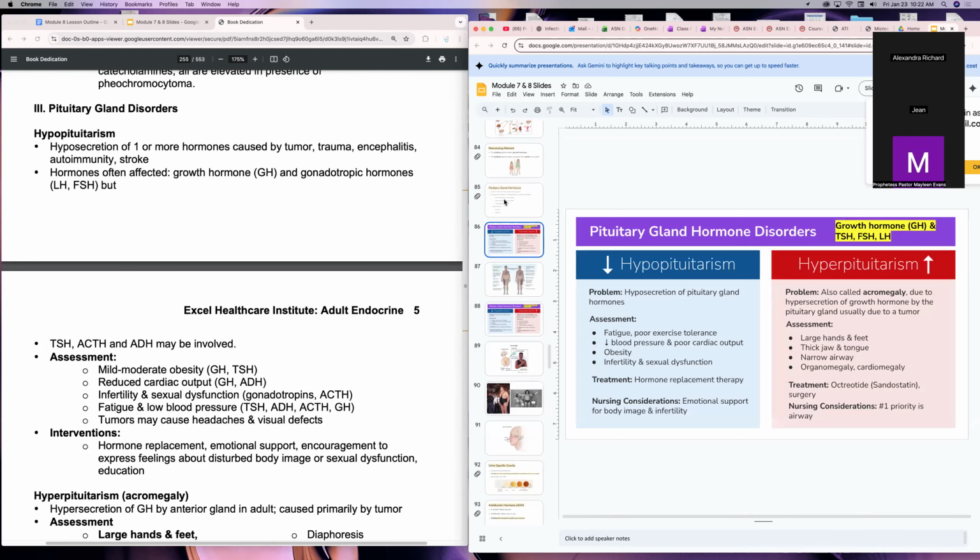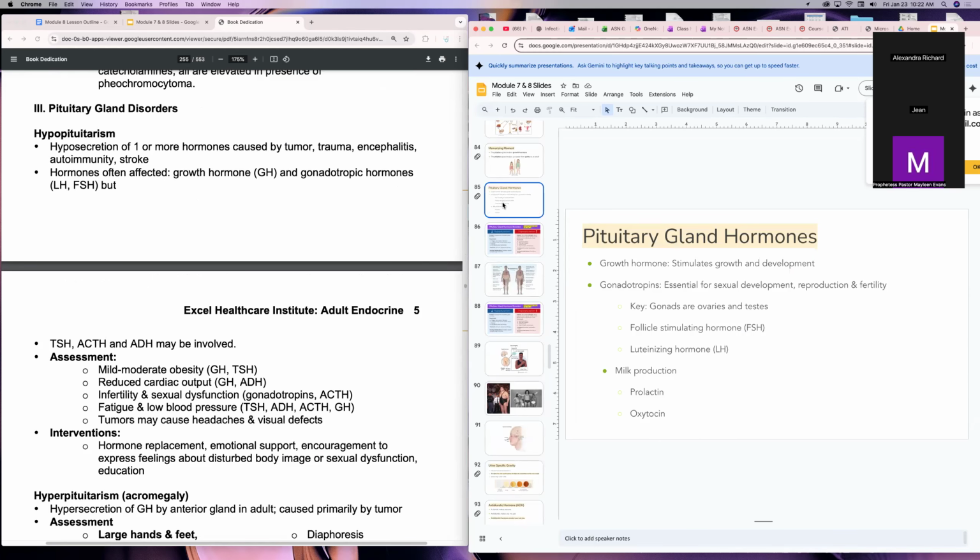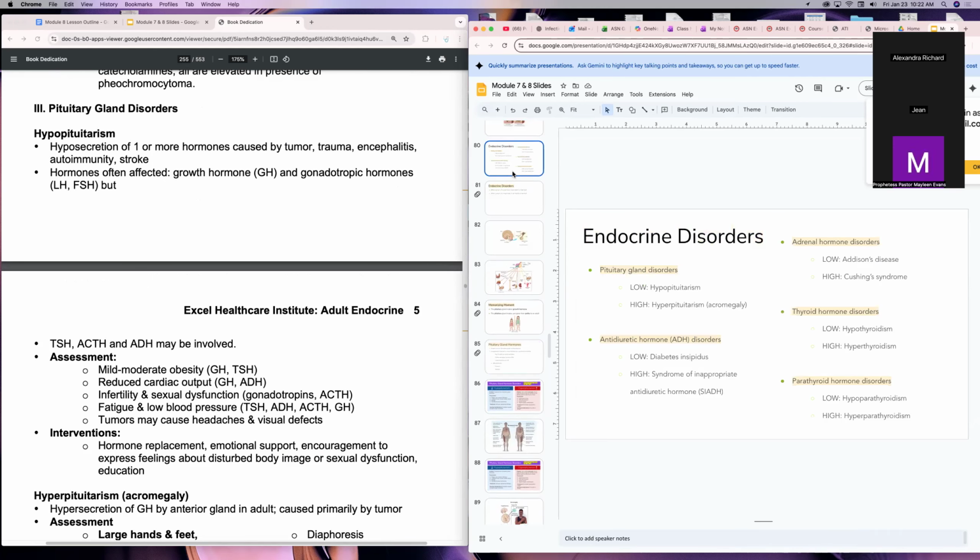So we're going to learn about different imbalances. So these are the different endocrine disorders that I recommend knowing before you go take the NCLEX. So the pituitary gland disorders: when the pituitary gland is not working adequately and it's producing a low level of hormone, specifically growth hormone, we call that hypopituitarism. When it's secreting a high level of growth hormone, we call that hyperpituitarism or acromegaly.